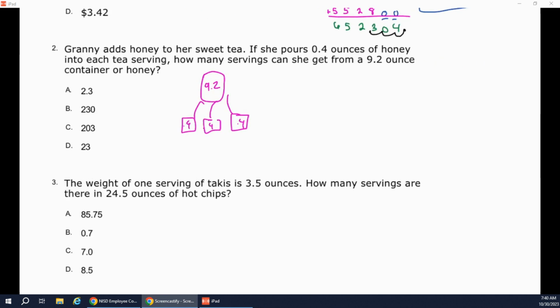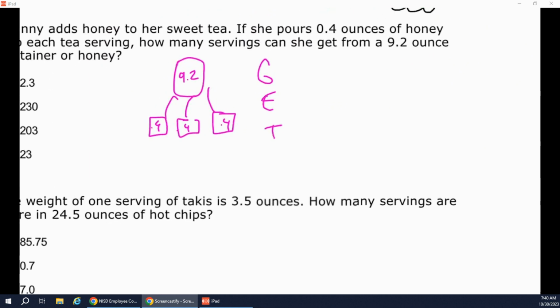And so just kind of visualizing this also helps decide what kind of problem it is. Also, using my "each": 0.4 ounces of honey into each, so that's my each right there. And then she has a total of 9.2 ounces. She's trying to find out how many groups that makes, so this is definitely a division problem.